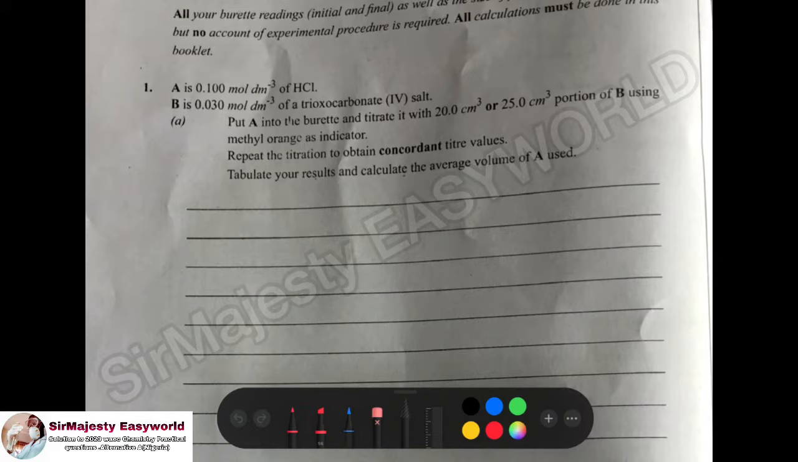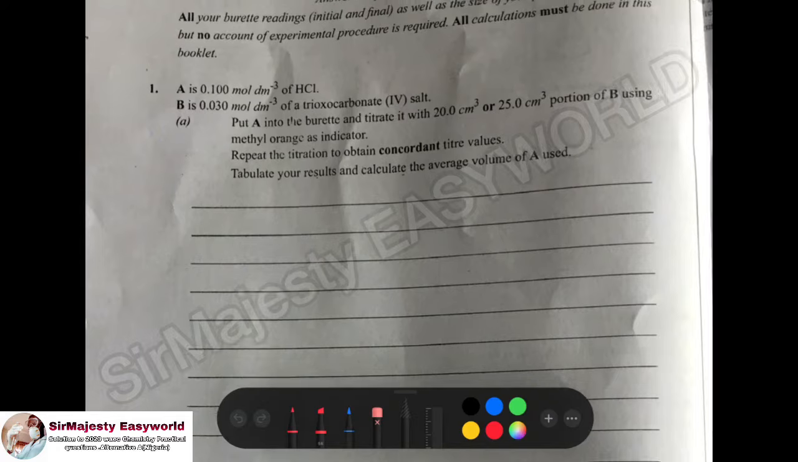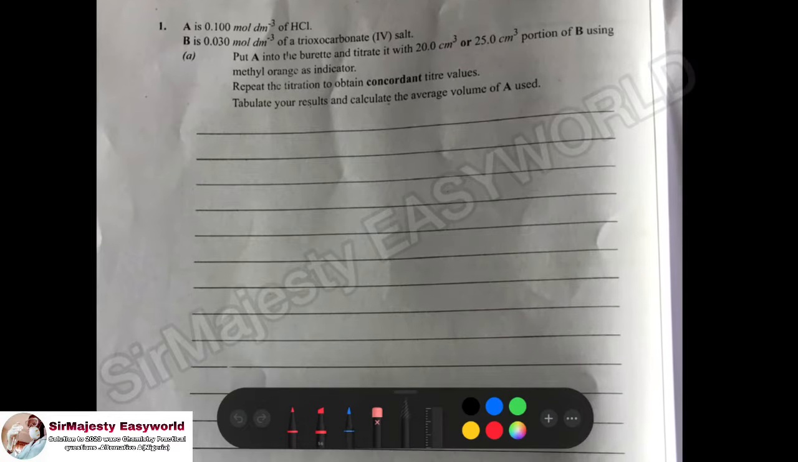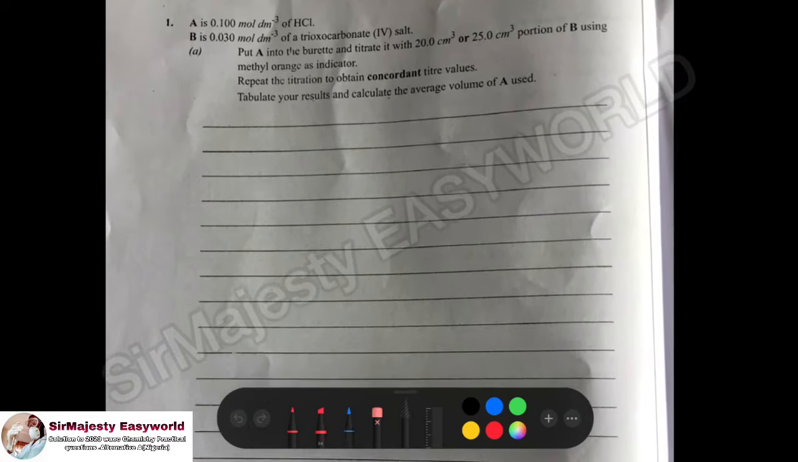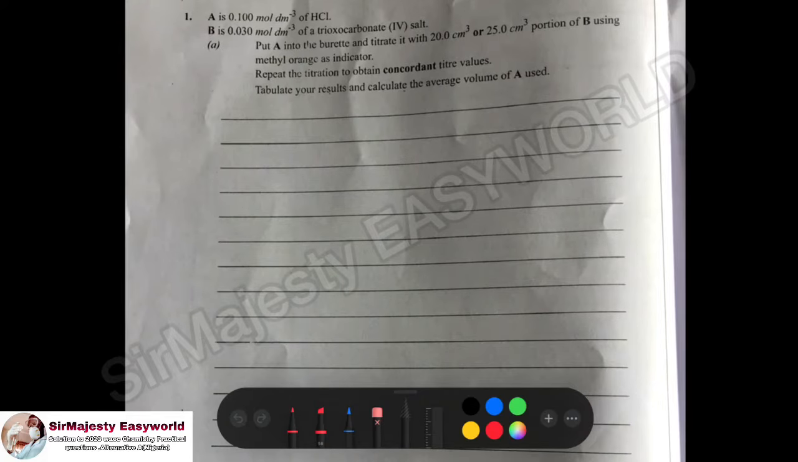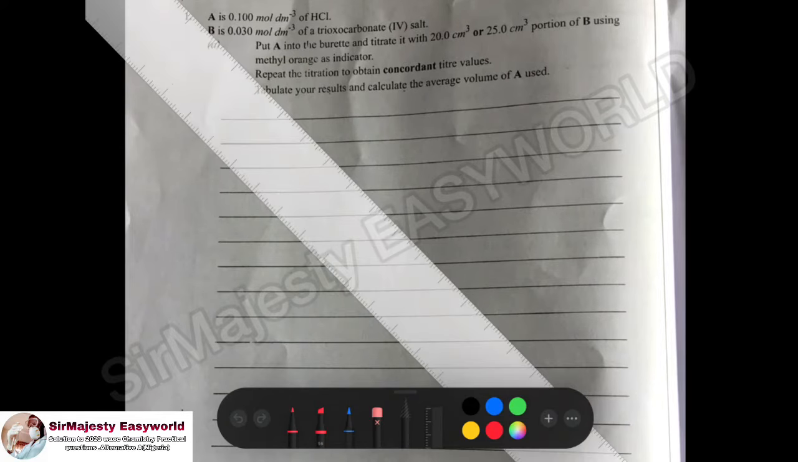So they said B is 0.030 mole per dm cube of trioxocarbonate IV salt. They say put A into the burette and titrate against it. After that's the normal procedure. After everything, they say tabulate your result and calculate the average volume of A used. So what we're going to do first is to tabulate your result.